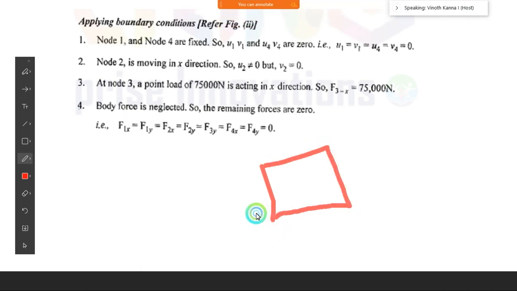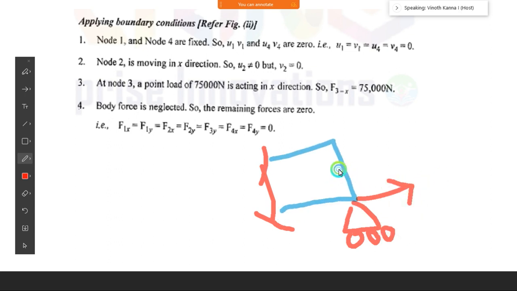So here the end is fixed, here the end is fixed. Here one side is locked, so the y side is locked. In the x direction there will be some motion. So in the x direction there is no motion on the fixed side, but on the y side there is some motion. Here it is free, but here the load is acting. So now what do you do?